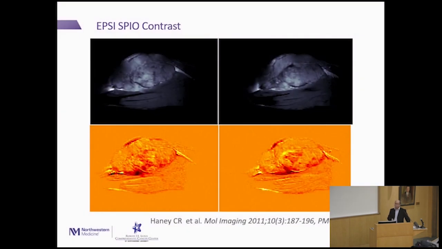But let's move on. So this is a rat tumor. On the top is the tumor. On the bottom, it's a leg. So this is a tumor, and this is muscle. Again, tumor, muscle. And this is what the subtraction image looks like before and after giving the iron oxide contrast agent. And this dark region down here and here is highly vascularized.